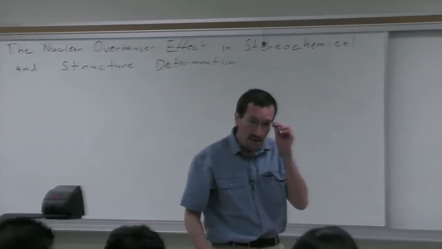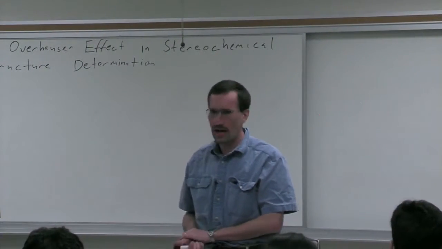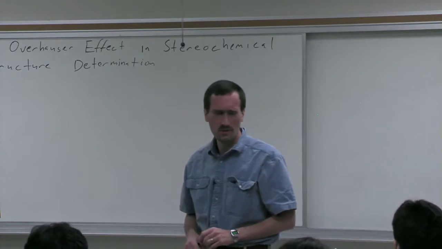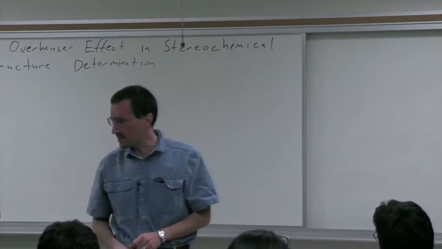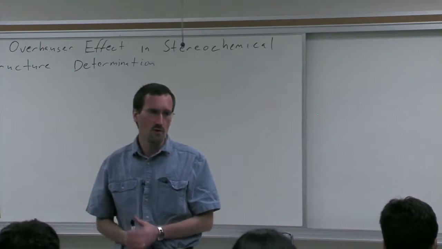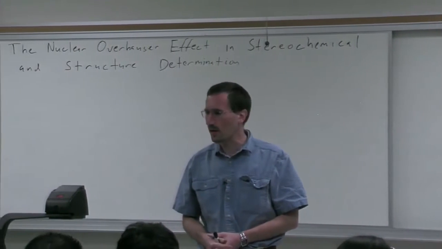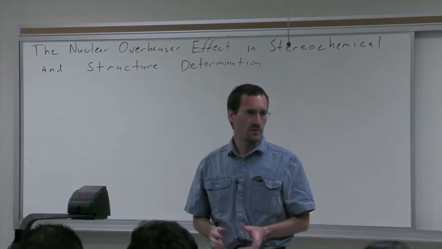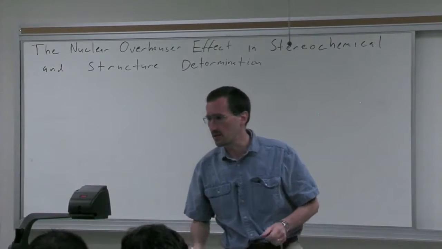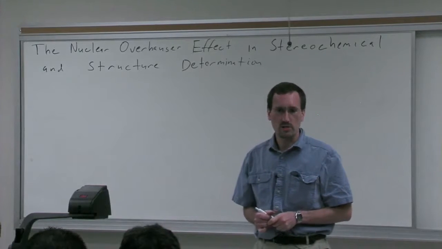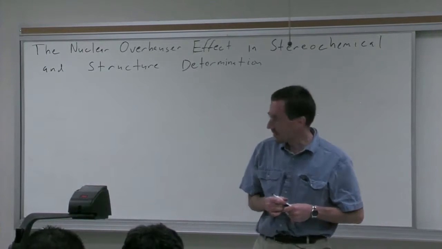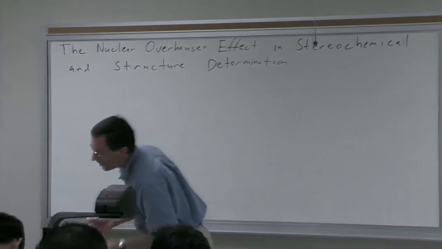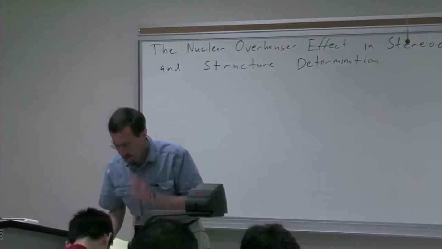Today is going to be another sort of special topic, and it's actually really important. It's actually one of my favorite things because it is so useful. We're going to be talking about using nuclear Overhauser effect in structure and stereochemistry determination, and I'll try to show you why I think this is so useful with some examples and maybe relate things to the exam.